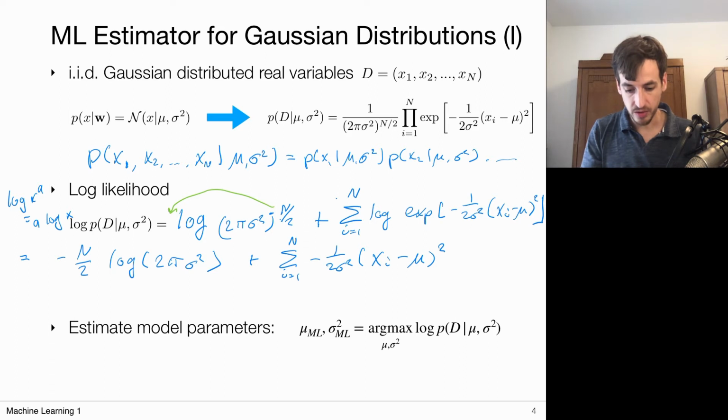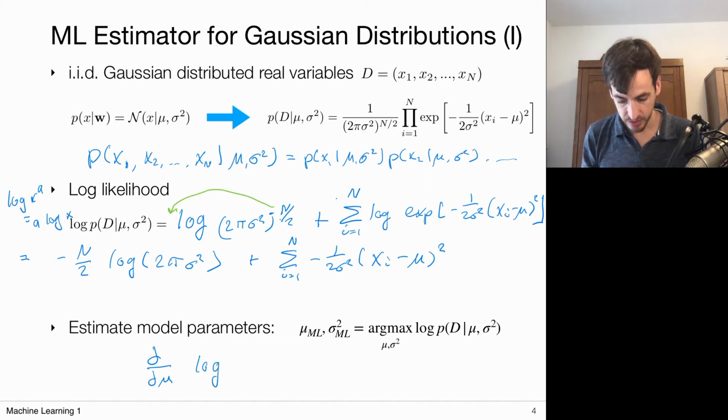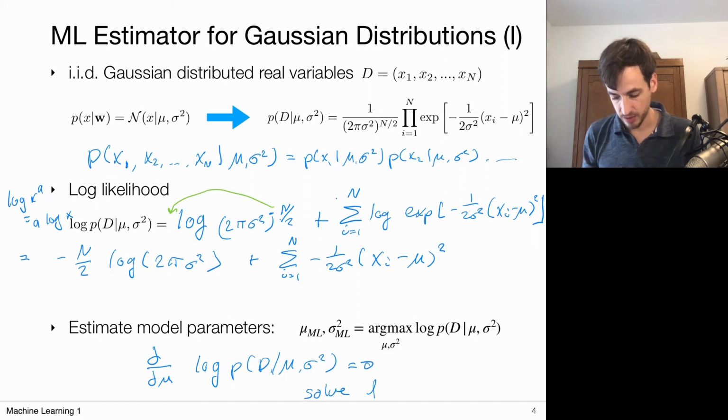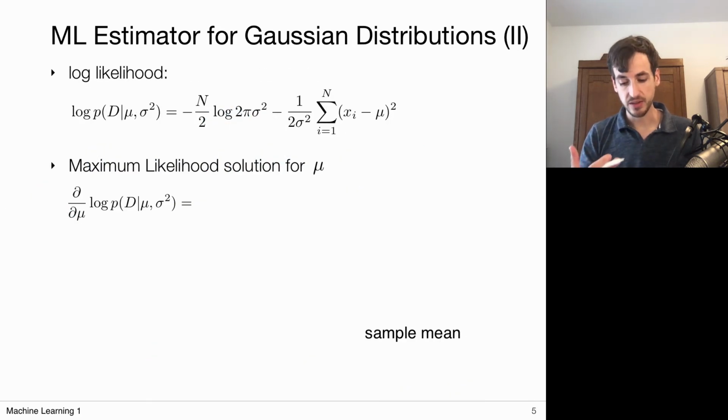And we do so by setting the derivative with respect to one of those parameters to 0. So the derivative of the log likelihood, given the model parameters, we set this to 0, then we solve for mu, and this would give us the maximum likelihood estimate for the mean. So let's actually do this, starting with the model parameter mu.